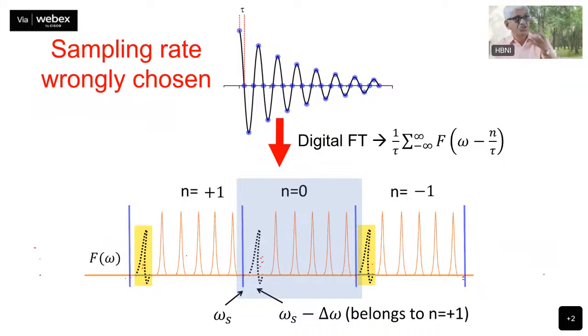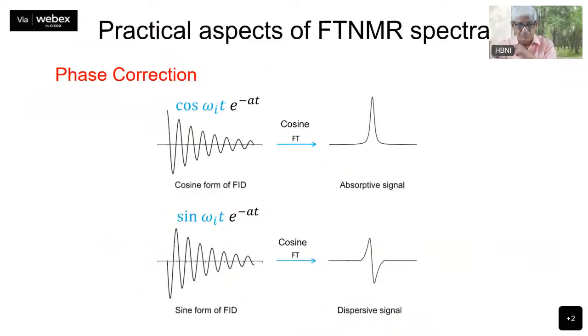Similar things will happen when you do single channel detection. In that case, of course, it will appear on this side. The same arguments will hold good there as well. Okay, so therefore you get a folded signal in this. This is the consequence of digitization and Fourier transformation of the digitized FID. Okay, now the next point is phase correction.